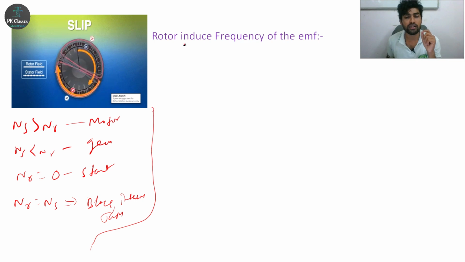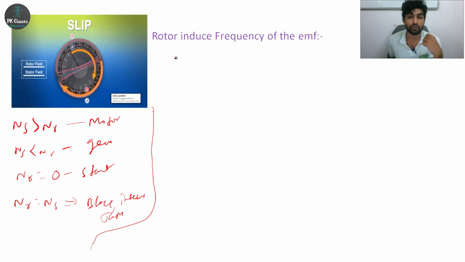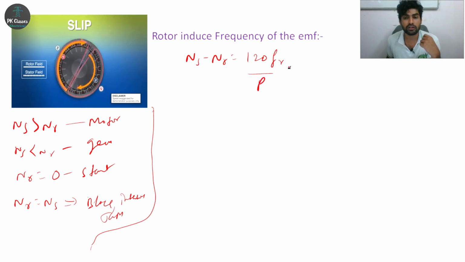We'll derive the rotor induced frequency now. Initially, the rotor is in rest or stationary position. If you give the supply, the supply frequency is equal to the rotor frequency. Suppose the rotor starts rotating, it induces a current. That induced current frequency is directly proportional to the slip speed. So Ns minus Nr is equal to the slip speed, that is 120 fr/P. This one I'll take as equation number 1.